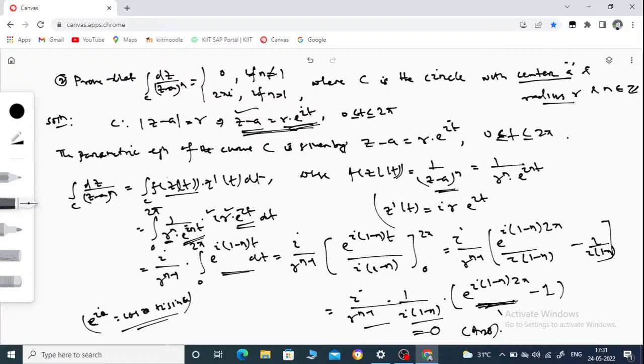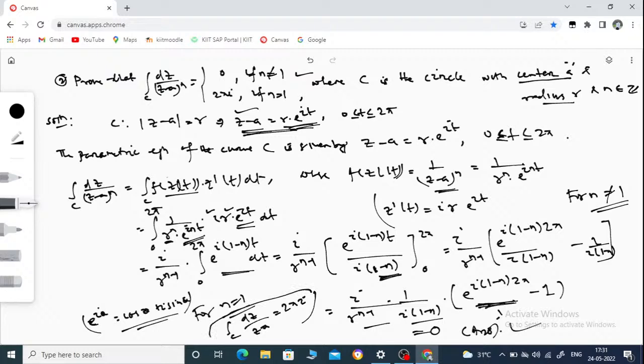This is for n not equal to 1, because here after integration you are getting 1 minus n, so if n is equal to 1, then this fraction has no meaning. So for n not equal to 1 this is the value, and for n equal to 1, the integration over c will be dz divided by z minus a, which is 2 pi I. This thing we already calculated in my last class.